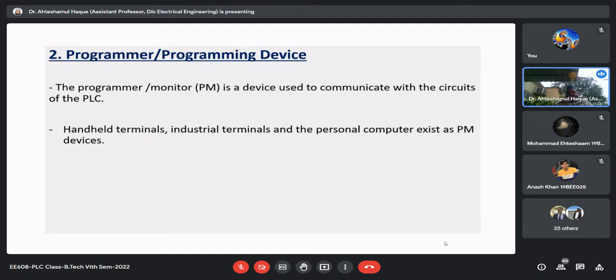But here in the case of the PLC, the programmable logic controller, we use a programmer monitor, PM. That is a device used to communicate with the circuit of the PLC. So it is called PM, programmer monitor. This could be handheld terminals, industrial terminals, or a personal computer used as PM devices. So a lot of flexibility is there. Whatever you use for programming a PLC is called a PM.